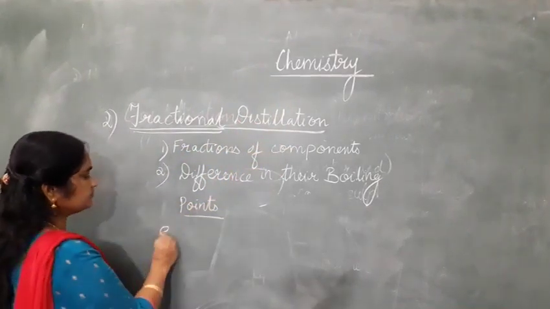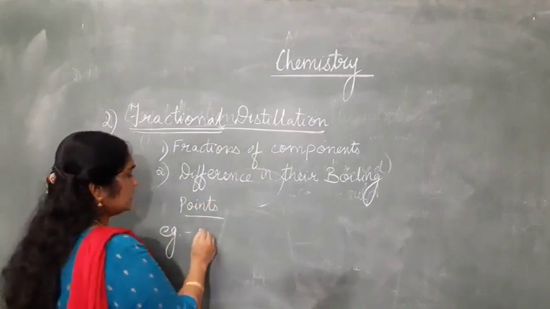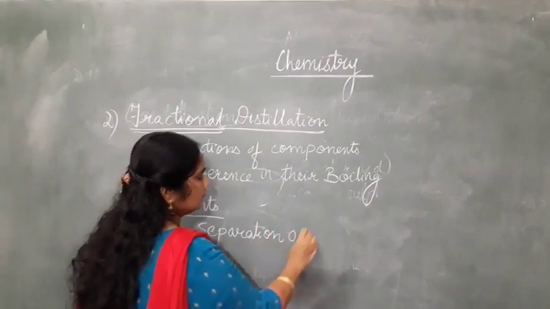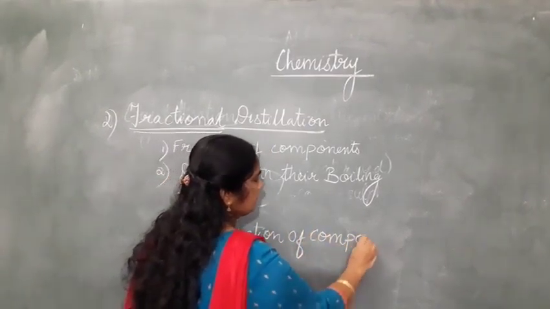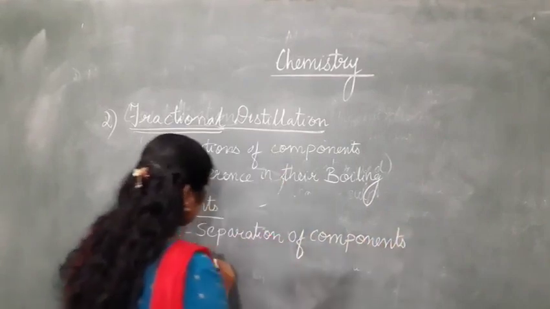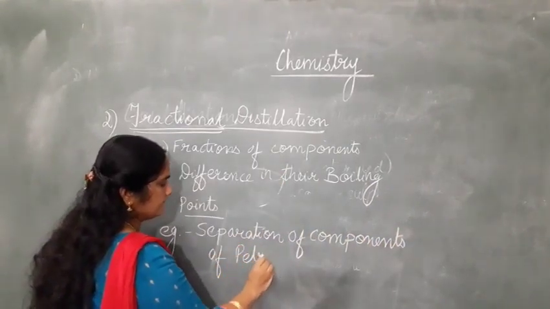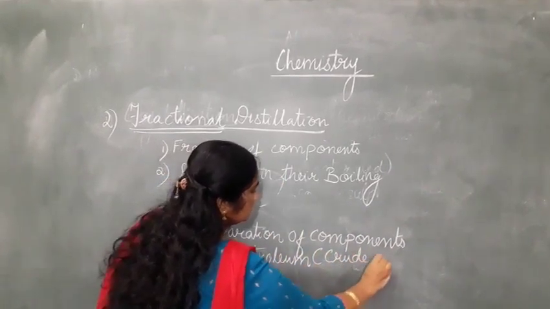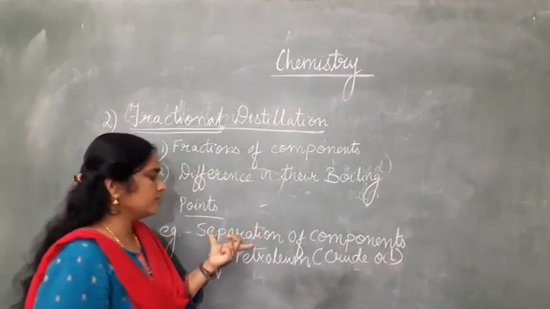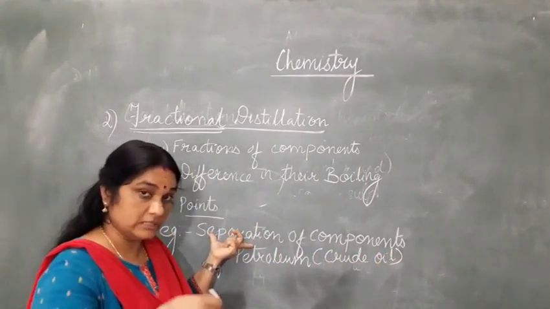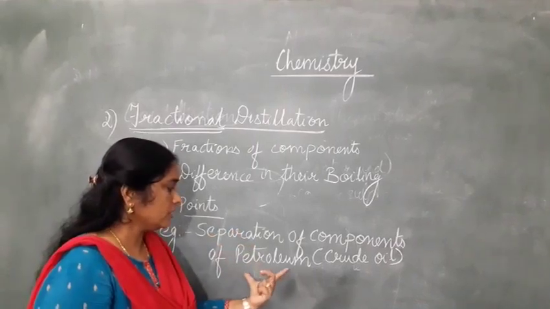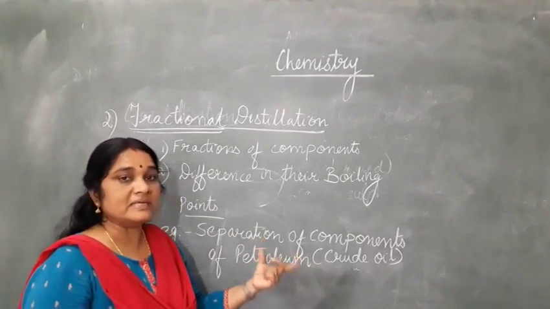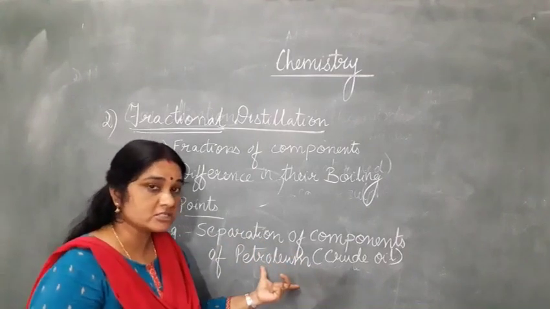For example, fractional distillation is used in the separation of components of petroleum. Petroleum is also known as crude oil. When petroleum is extracted from deep below the sea or deep below the earth, it has a lot of components in it. It's nothing but hydrocarbons. There will be ethane, methane, propane. Those are gases which are present.